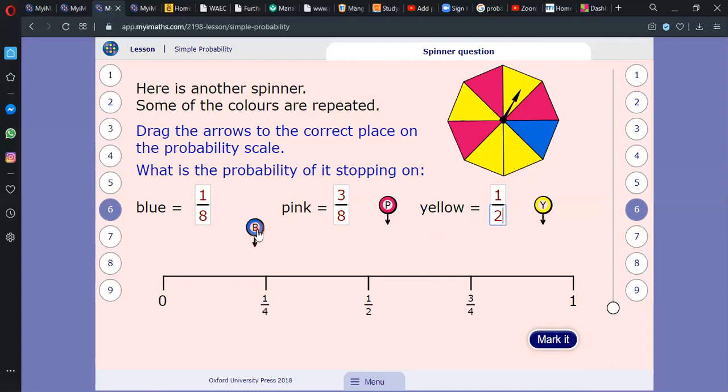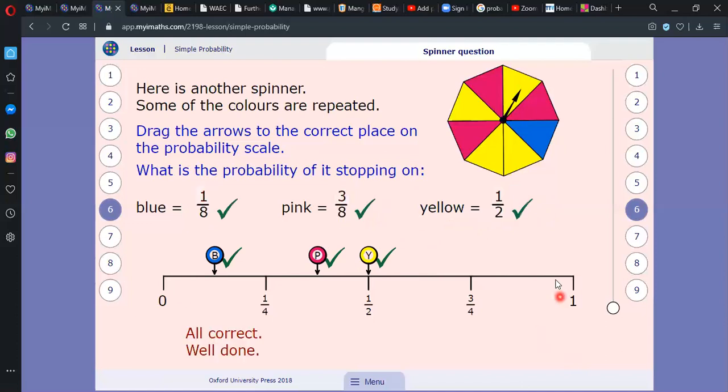Let's make use of our probability scale. So this goes to 1 over 8, 1 out of 8. If I break it down to 8, 1 out of 8 will start from here. 3 out of 8, okay, sorry, 3 out of 8 should be here. Okay, and then 1 over 2 should definitely be here. And that is correct. So guys, let's mark it. All correct. Well done. Moving on.